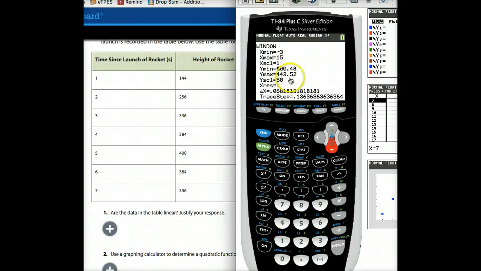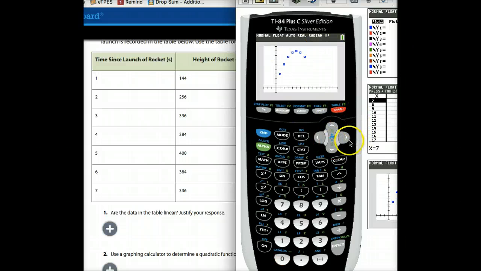The y's, it starts at 100. I need my height to start at 0. So because I need it to start at 0, that means I'm actually going to start a little below that. So I'm going to start at -50. And it goes up to 443 right now, and I can see it all. So I'm going to go up to 450. And then it's counting by 50s. So graph. Yep, looks like I'm going to be able to fit the entire parabola there. So we're good. So now that I've got a window, I've got my data entered, I run the regression.